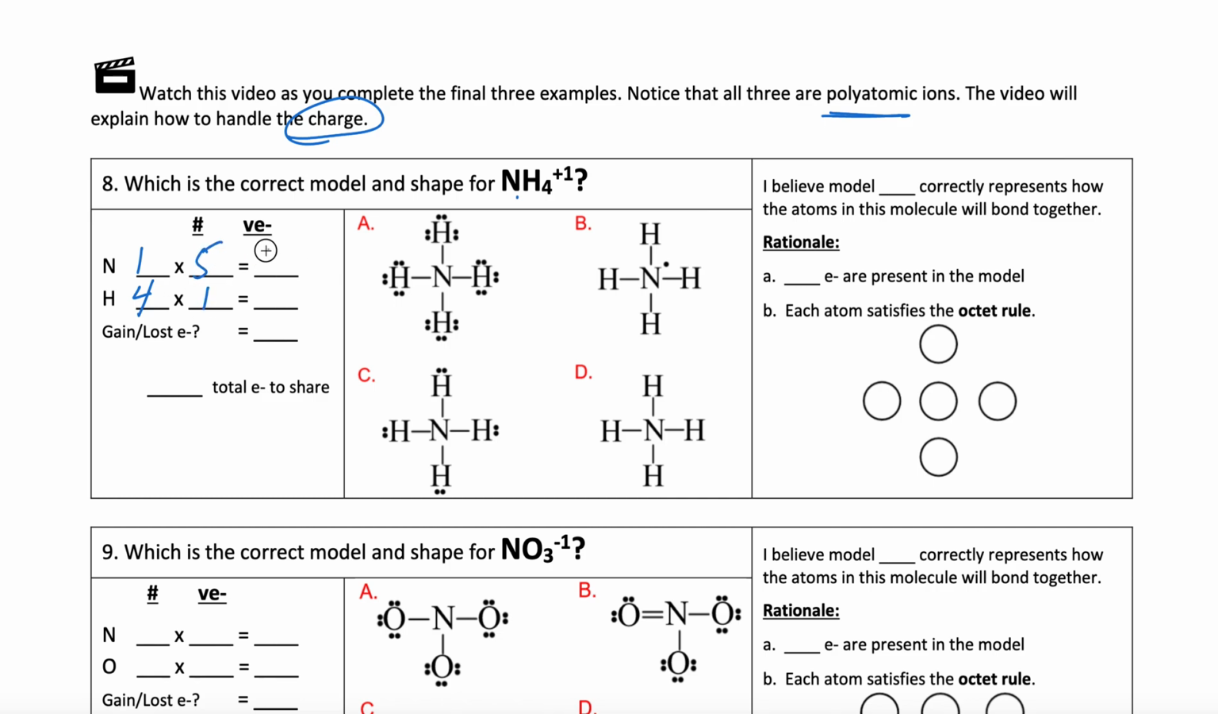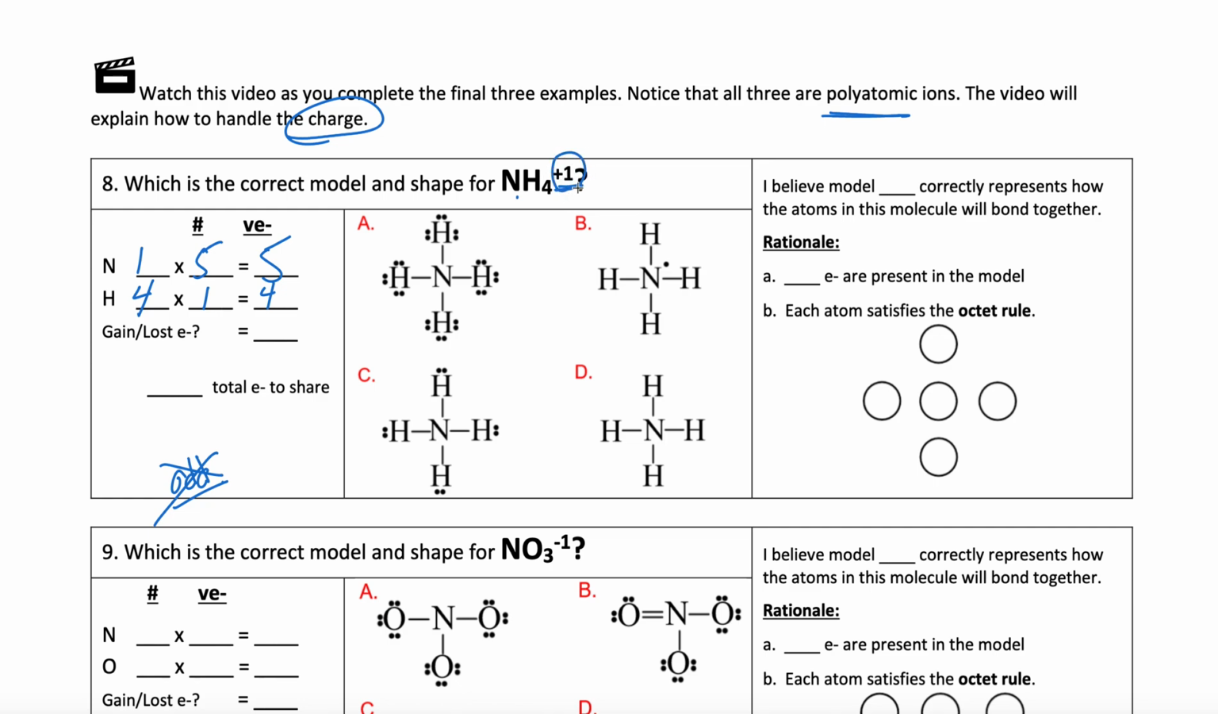So 1 times 5 is 5. 4 times 1 is 4. Add them together and you get 9. 9 is an odd number. Anytime you see an odd, not even, an odd number, you know something's wrong. And what's wrong is that we didn't yet factor in the charge.